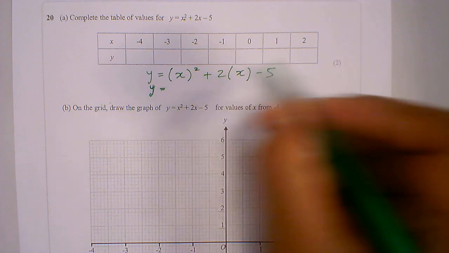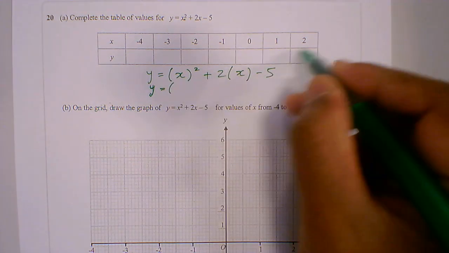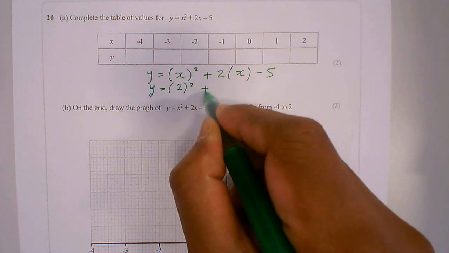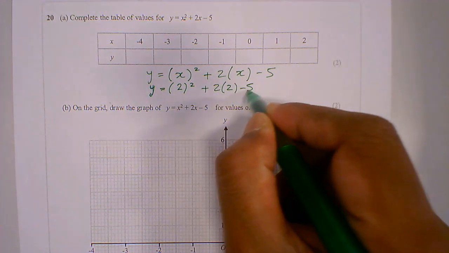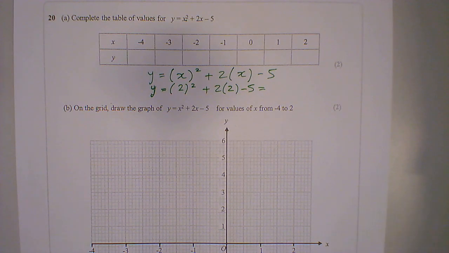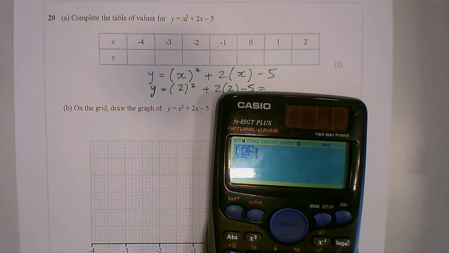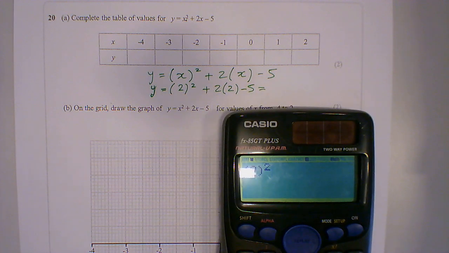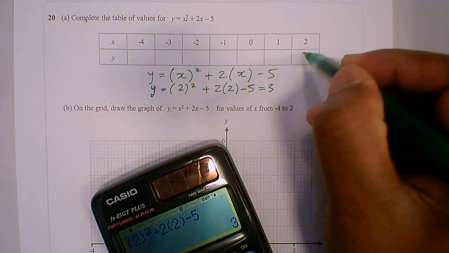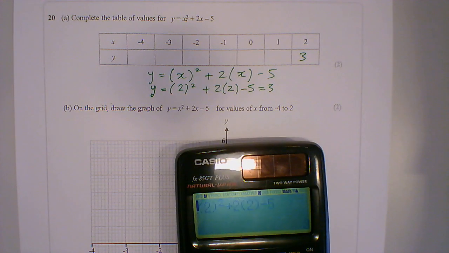I'll show. If I take 2 first, where it says x, I'm going to replace it with 2. Then I get my calculator and type this in exactly. So I've got brackets 2 close bracket squared, plus 2 bracket 2 close bracket, and then take away 5 equals 3. So I'm going to write that 3 here and 3 there. So that's a positive number.